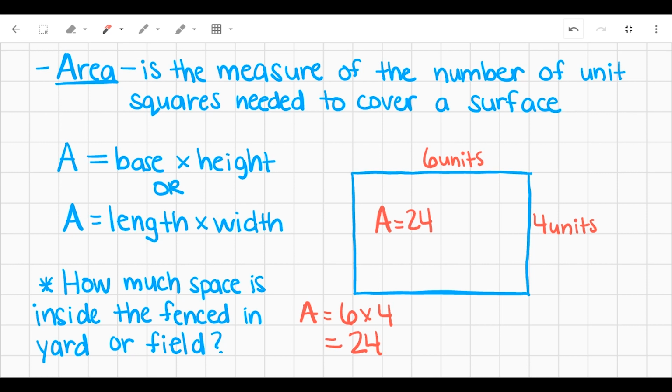Well, in this case, we have 24, not lengths, but 24 square units. And if we count the squares that are inside this rectangle, we would have 1, 2, 3, 4, 5, 6, 7, 8, 9, 10, 11, 12, 13, 14, 15, 16, 17, 18, 19, 20, 21, 22, 23, 24. And that's what we found by multiplying. So we can count them all inside, or we can just use our multiplication facts.